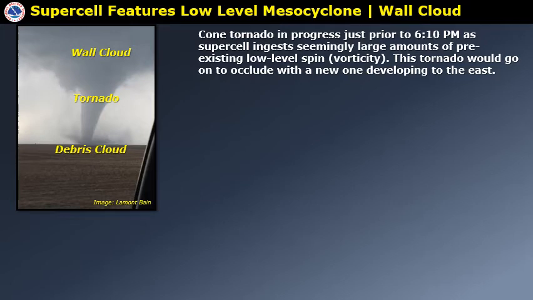This supercell ended up being a cyclic tornado producer, and at some time later, the tornado would occlude with the supercell producing another tornado to the east.